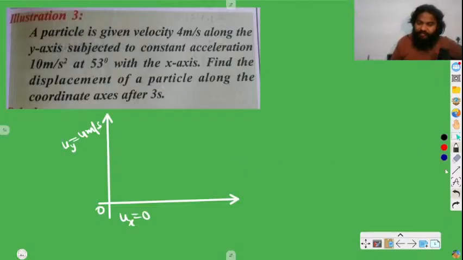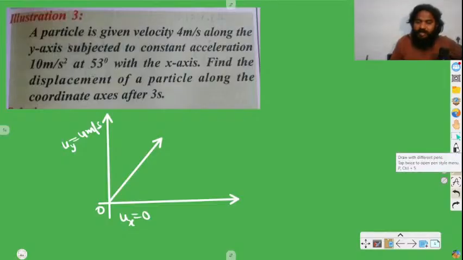In which direction? This is the acceleration. Let me draw an arrow, right? This is the acceleration, and it can be split into two components. One is along the x-axis, and it is making an angle of 53 degrees. Now in this direction it can be split, if the acceleration is 10 meter per second square.